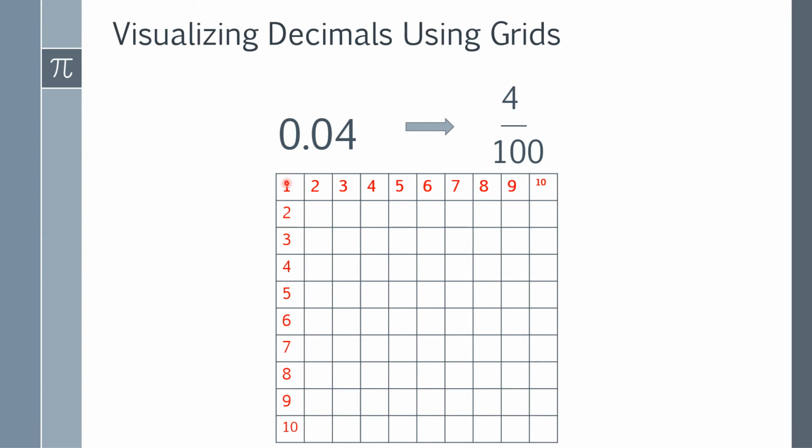Kagaya ng sabi ko kanina, kapag gagawa ng grid, dapat meron kang 10 horizontally and then 10 vertically. So all in all, this is 100. Bakit siya 100? Kasi we have 4 over 100.